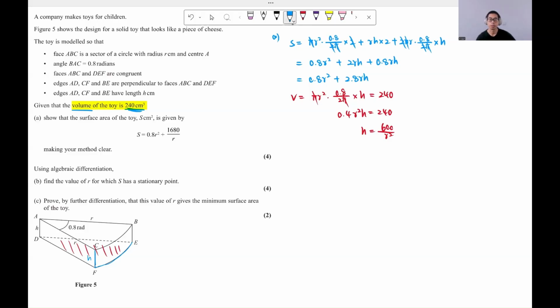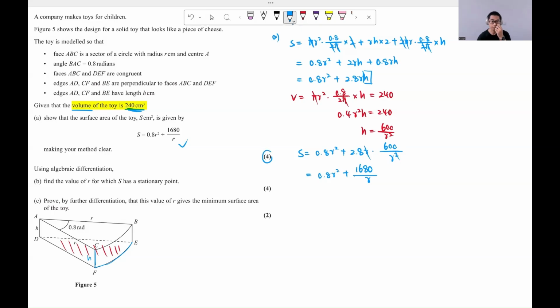Okay, now we have h in terms of r. As long as we replace this h in terms of r, then there'll be no h left, only r left. Then if we simplify, it should get the same. So S equals 0.8 r squared plus 2.8 r times h, which is 600 over r squared. So then we will have 0.8 r squared plus 2.8 times 600, which is 1,680, and then divided by r for both top and bottom, so just only r left. The square will cancel out. So it's 1680 over r, which is exactly the same as this one.